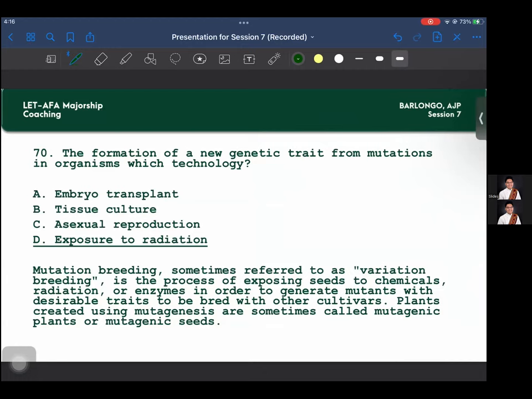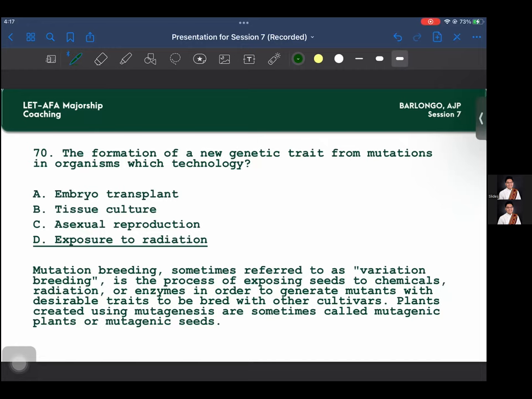So in plant breeding, we also have what we call mutation breeding. So it is sometimes referred to as variation breeding. So ang ginagawa dito is yung mga seeds ay ini-expose sa either chemicals or radiation or enzymes para makapag-produce ng mga mutants. So in that random process, ang objective is to generate mutants with desirable traits na pwedeng i-breed sa other cultivars, na pwedeng i-breed sa mga existing varieties na nandito sa atin. So that is called mutation breeding. So plants created using mutagenesis, the technical term for them is mutagenic plants or mutagenic seeds.